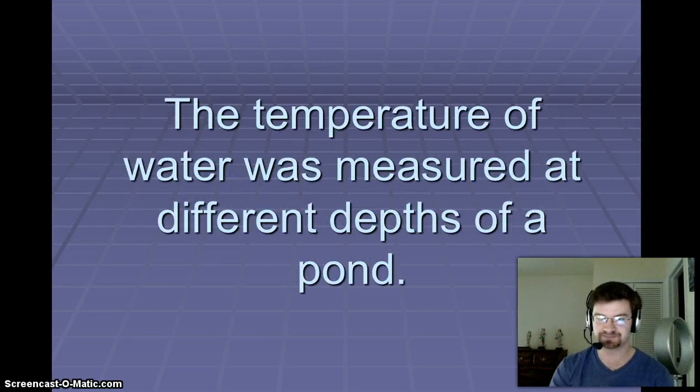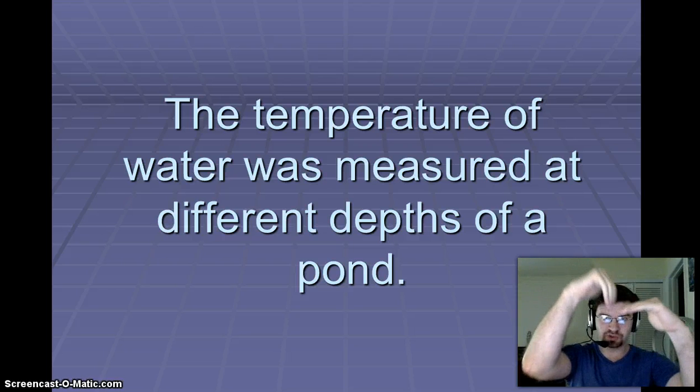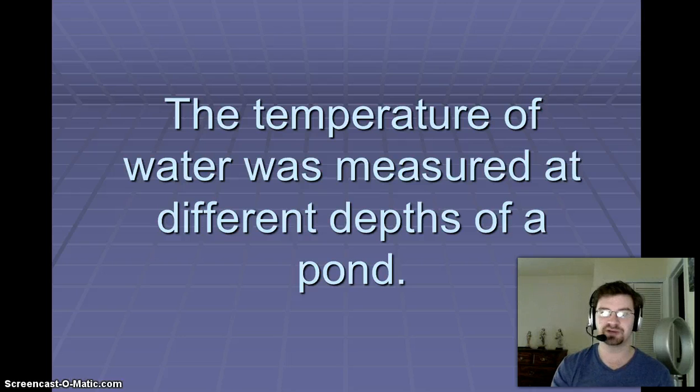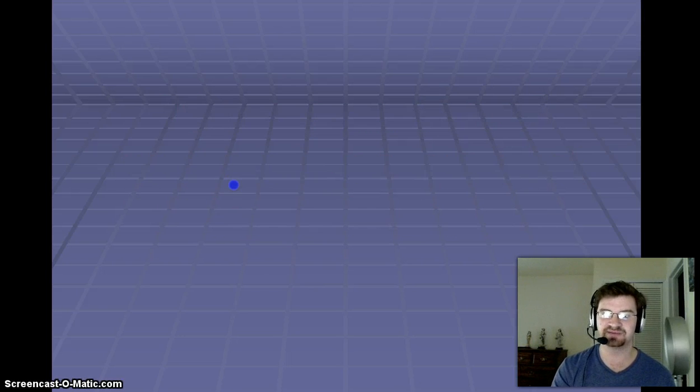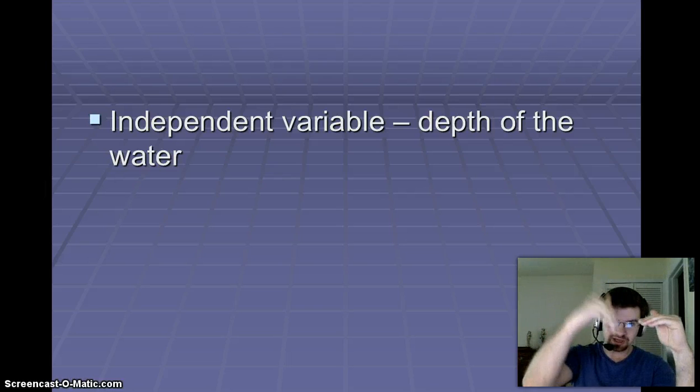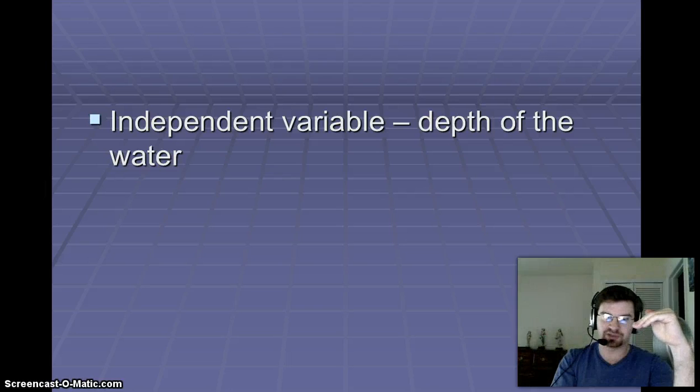Last one. Promise. The temperature of water was measured at different depths of a pond. So as you go into the water, you're measuring the temperature of the water. What was our independent variable? Our independent variable is the depth of water. I am changing where we go in the pond, how far we go down in the water.